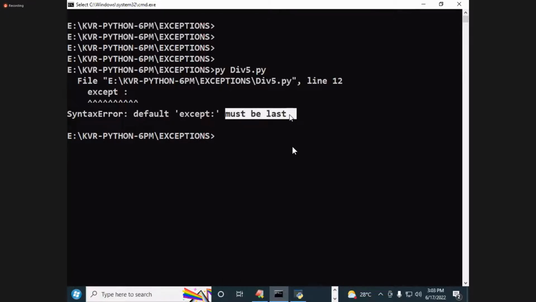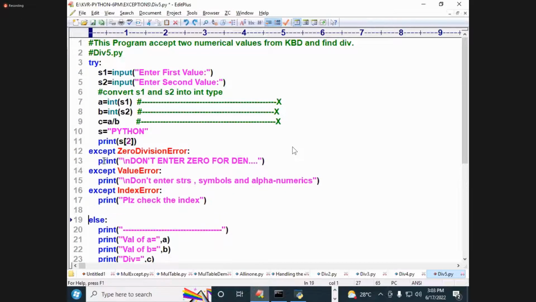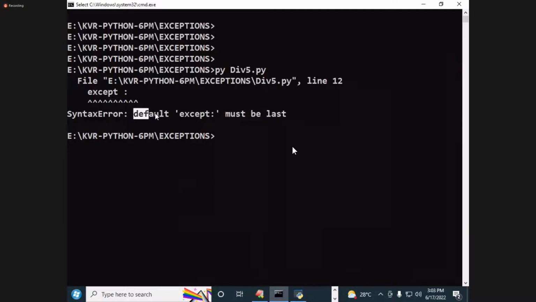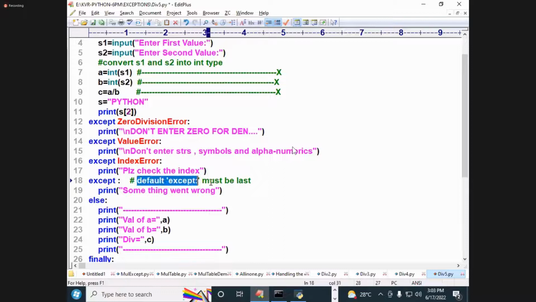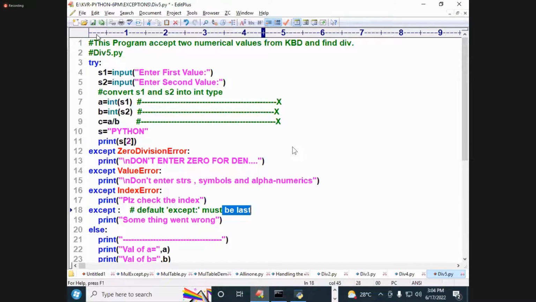So I'm going to revert to this point. I'm going to write it. This is known as what? Default except block must be, yes. I hope you are understanding. Default except block must be at which stage? Last stage. Did you understand these forms? Is it clear? Yes. Any doubt? Any doubt in this? No doubt.